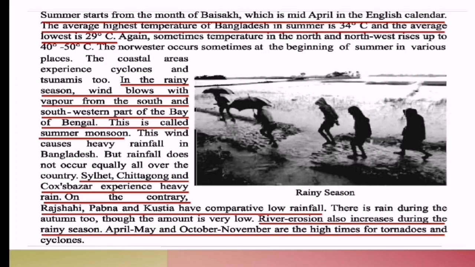In your examination, a question may come like, when does river erosion increase? The answer will be during the rainy season. Also, another question may come like, when are the high times for tornadoes and cyclones in our country? The answer will be from April to May and from October to November, these times are the high times for tornadoes and cyclones in our country. So, make sure that you are underlining all these sentences in your book too.